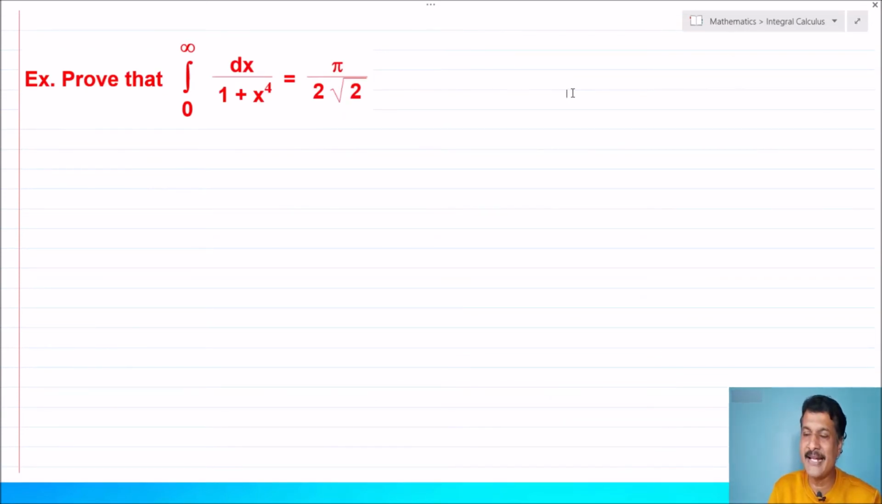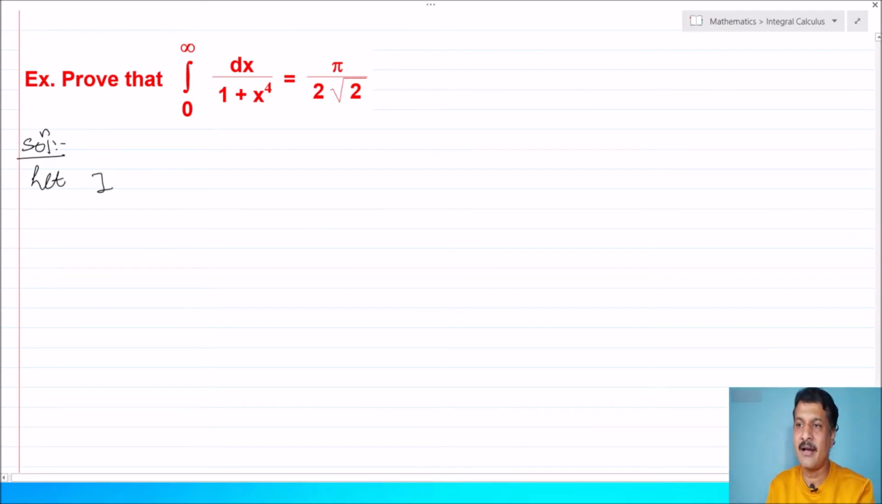Example: prove that integration 0 to infinity dx upon 1 plus x raised to 4 equals pi upon 2 root 2. Again the same thing. If you can relate this to the definition of beta and gamma or a property of beta and gamma, the problem is finished. Then you will easily get the substitution, and then only the simplification, and you will get the required result.